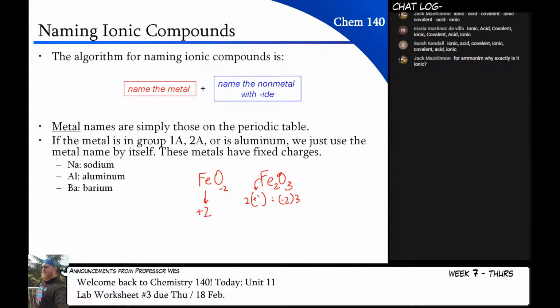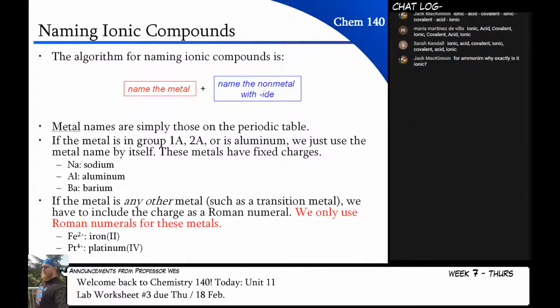And I identify that this iron is +3. These are different irons, aren't they? I cannot just say iron oxide, because if I do, that would be conflating these two things together, and I wouldn't be able to distinguish them. So for metals that have charges that can be variable depending on the context of the compound, we have to include their charge in their name.